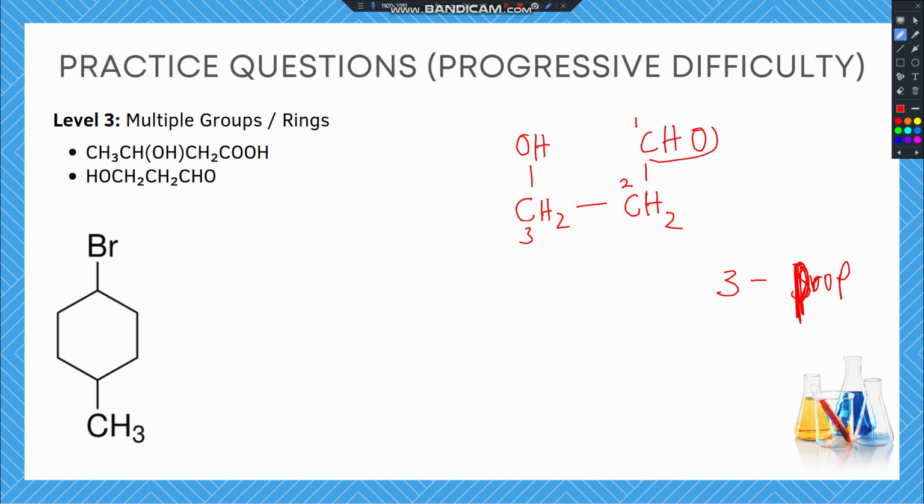Next thing to do is to identify the functional groups. We have 1 functional group over here, CHO. CHO is the aldehyde functional group. When we have the aldehyde functional group, we use the suffix al, and we have the hydroxyl or alcohol functional group over here. So now that we have 2 functional groups, it means we need to assign priority to the higher one. And in terms of priority, aldehyde comes before alcohol.